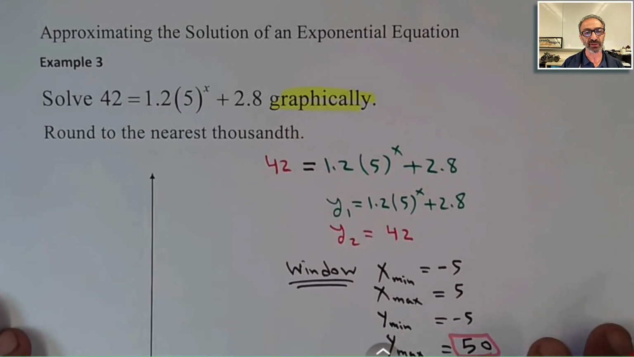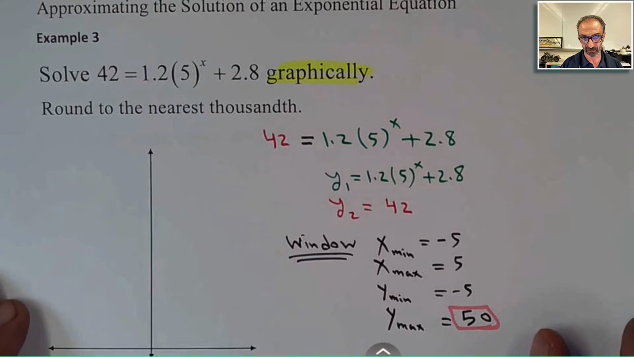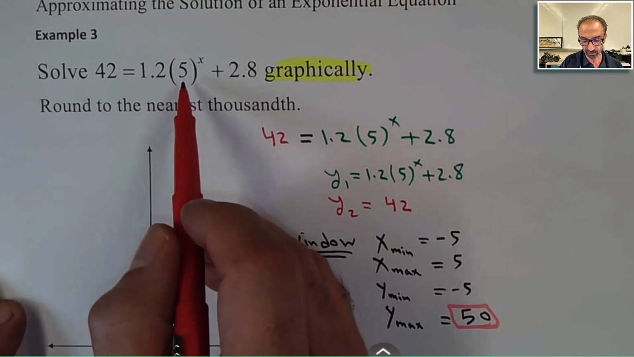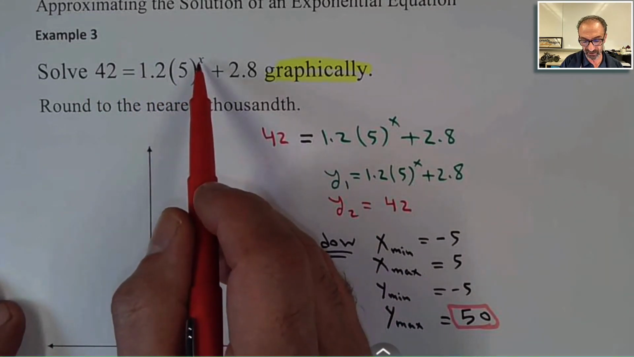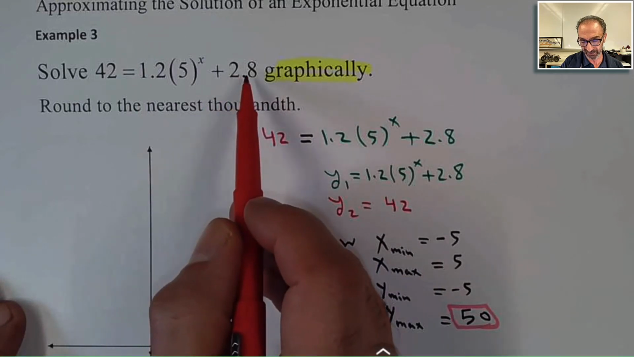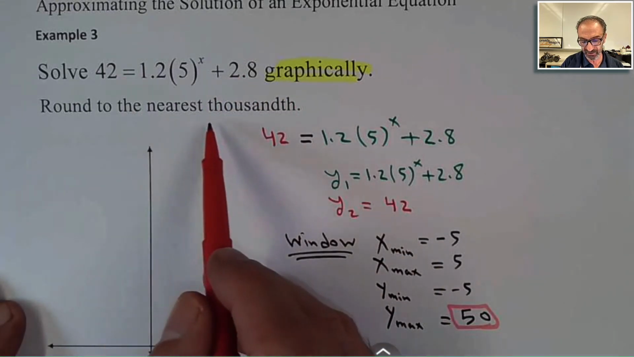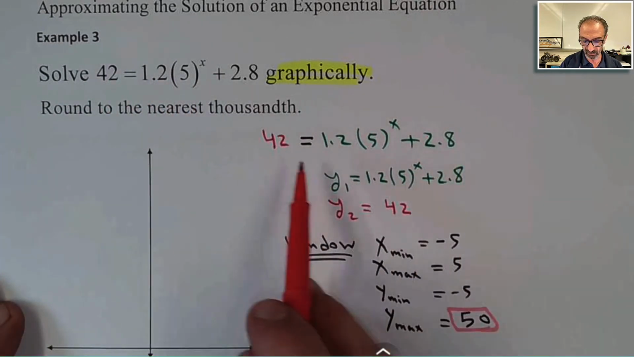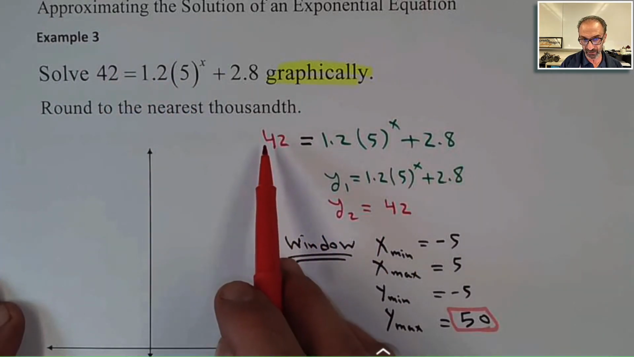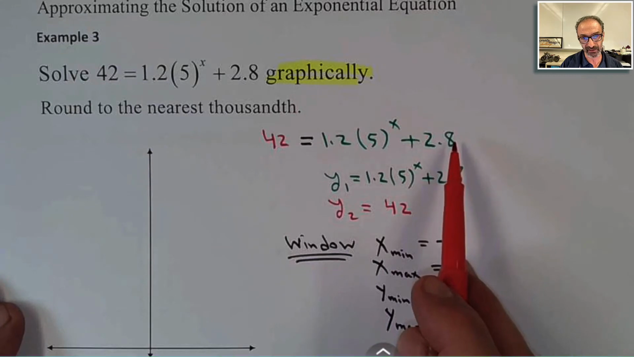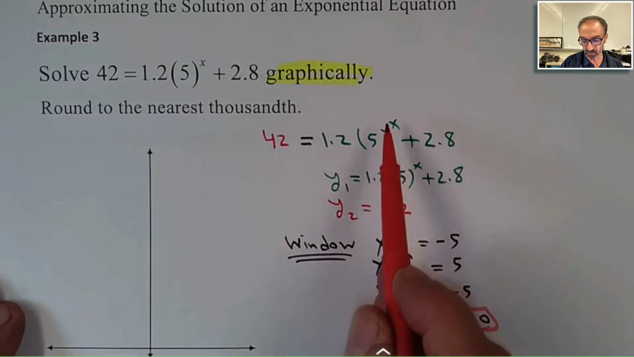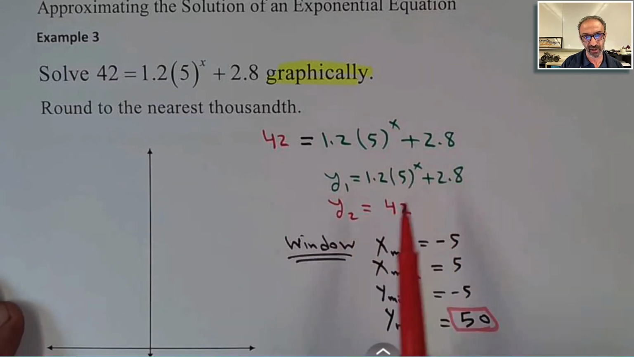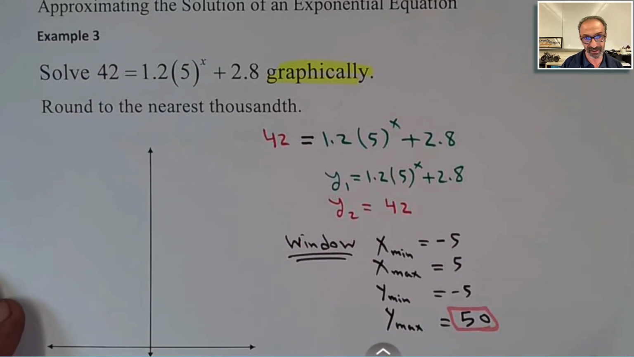Approximating the solution of an exponential equation. Solve 42 equals 1.2 times 5 to the power x, that's my base, plus 2.8 graphically, round to the nearest thousandth. So if I rewrite this right here in 2 different colors, 42 in red and this right-hand side in green, I'm going to call this one y1, I'm going to call this y2. So I'm going to go to the graphing calculator and graph it.